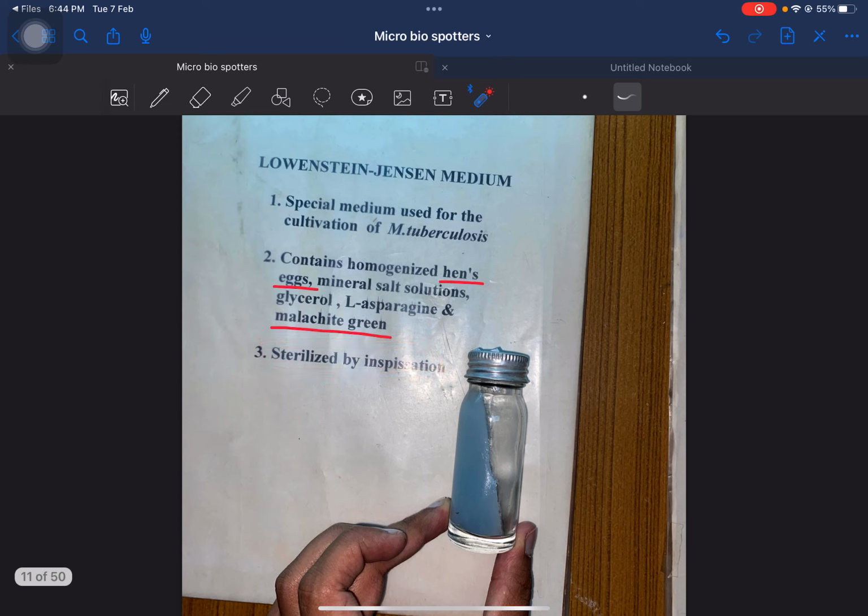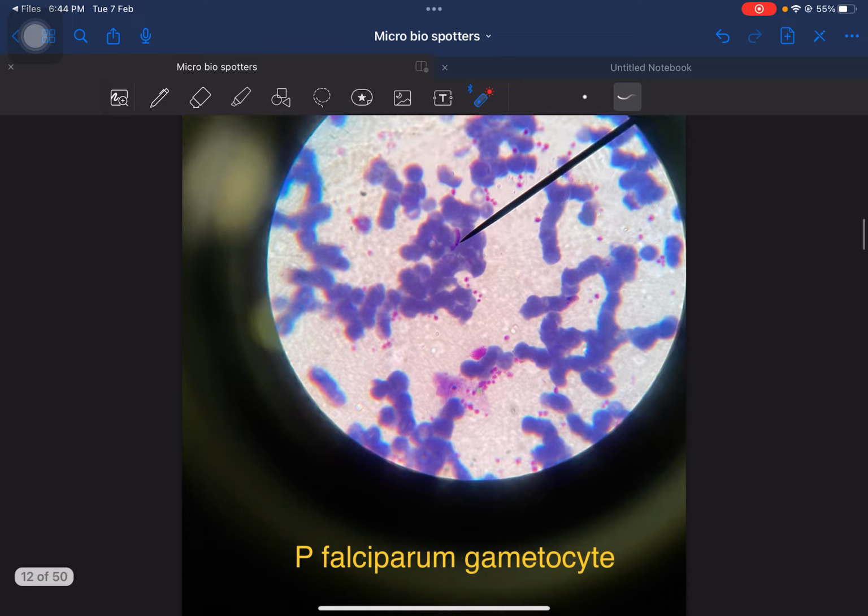So you have to identify and know that the medium are sterilized by which method. So usually the culture medium are sterilized by autoclaving, but in case of LJ media, it is done by inspissation. Okay.